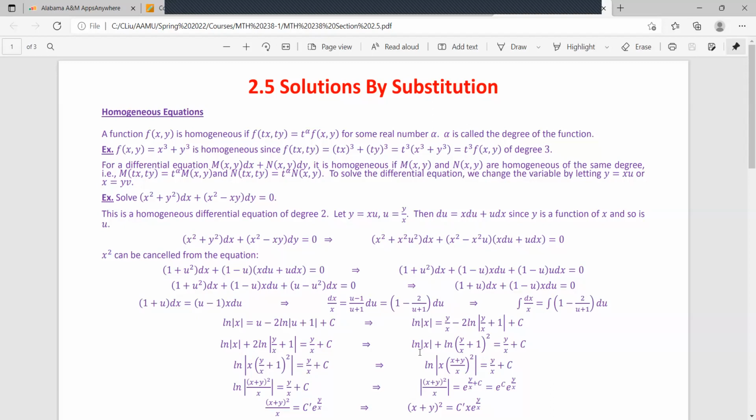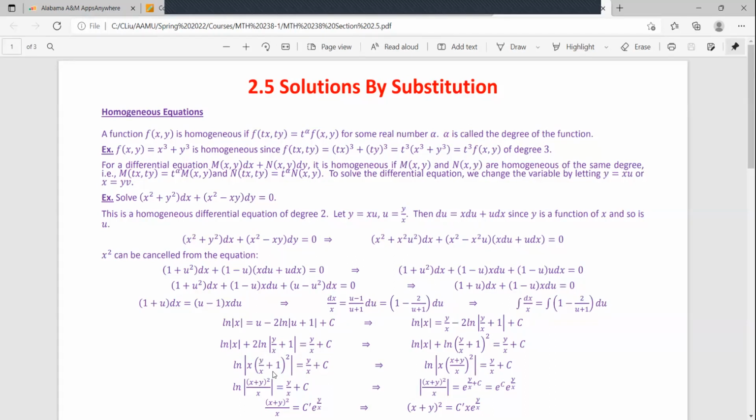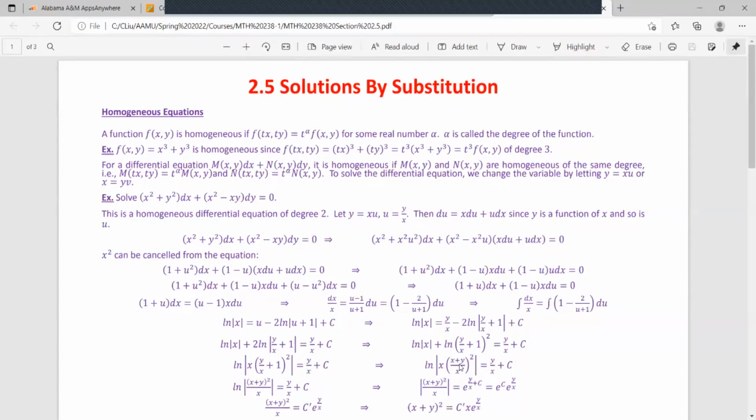And then you got a sum of 2 natural logs that can be combined. So what you have now is just the natural log of absolute x times y over x plus 1 squared. Well, you can also combine y over x plus 1 by using the least common denominator x. You can write 1 as x over x, so that you can combine y over x and 1 to get x plus y over x.